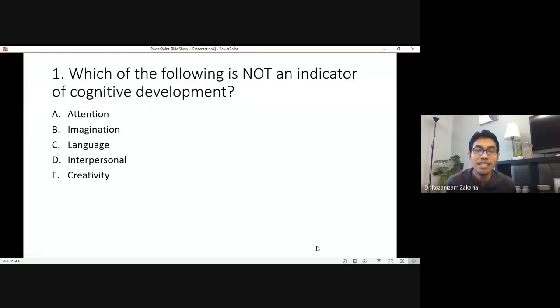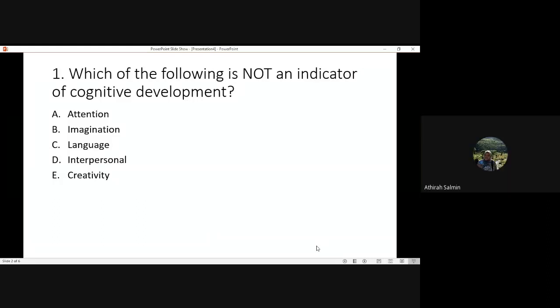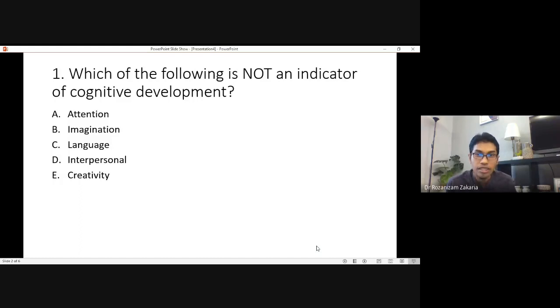Okay, interpersonal. So interpersonal is actually apa? Domain apa interpersonal? Social. Psychosocial and psychological and social. So interpersonal is social. Attention, imagination, language, creativity ni semua is part of cognitive development. So creativity should occur at some point in life. So kalau tak ada creativity, maknanya your cognitive development affected. Macam mana ni salah tadi? Itulah lain kali jangan ikut orang semua E, awak ikut E.